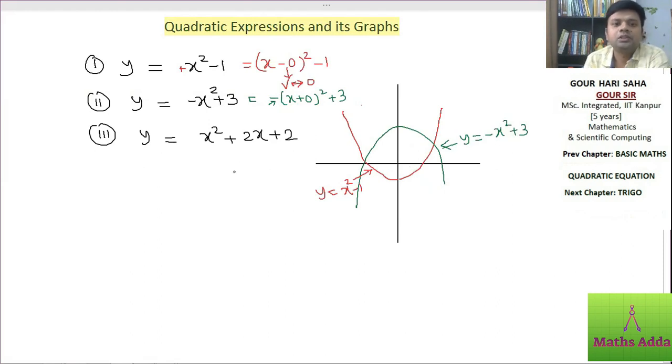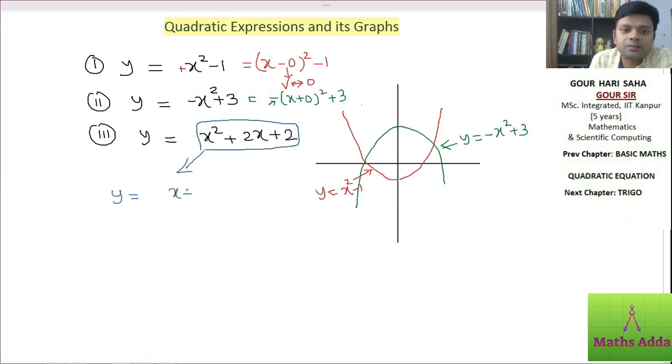Then third one is not in the format. It is not in the format of a square, right? So I see 2 x terms. What I will do? I will simplify it to perfect square format. If you do it, it is (x plus 1) whole square plus 1. I did not do it here. You can see it. Both are same.